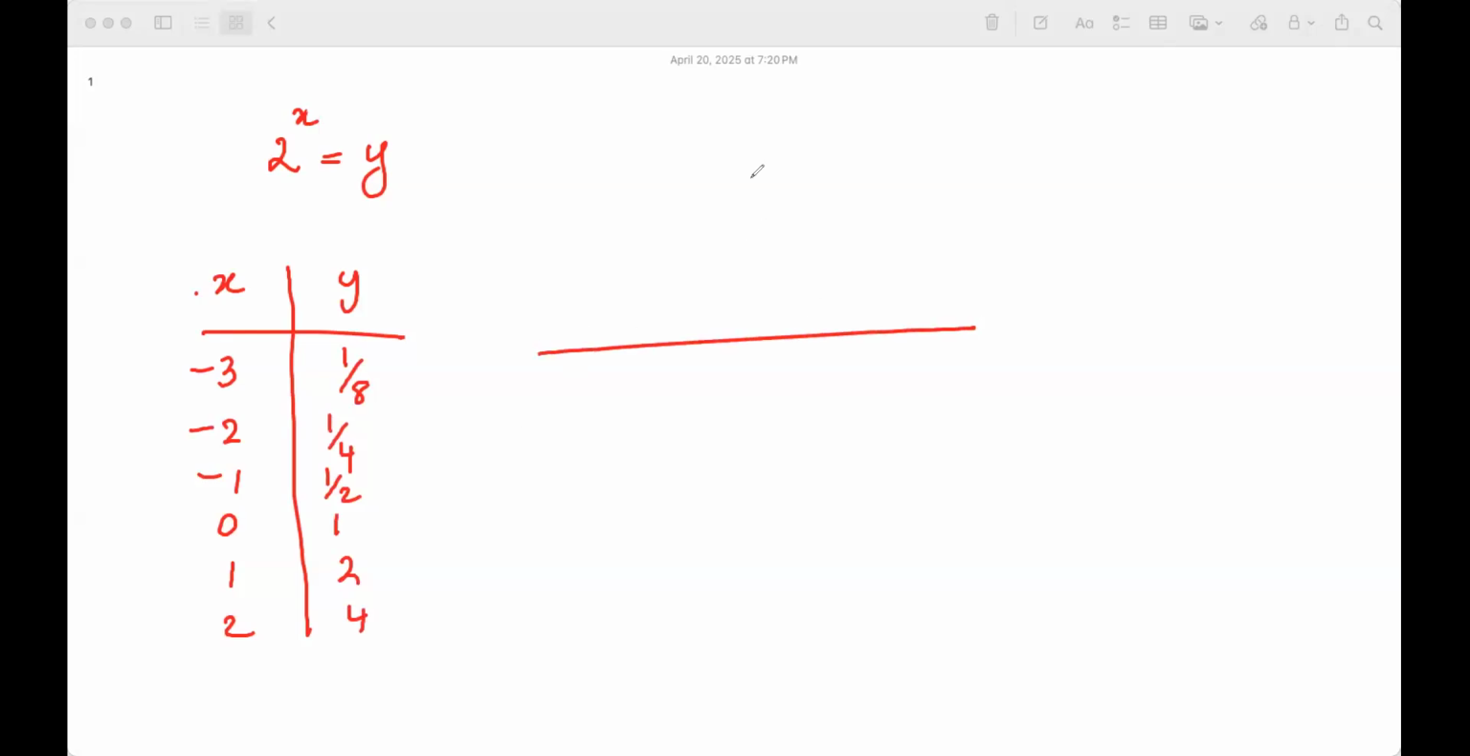So I have these values. I'm going to plot this basically. -3 is 1 by 8. -2 is 1 by 4. -1 is half. This is half, okay? And then 0 means 1. Okay, that's a point on the graph.